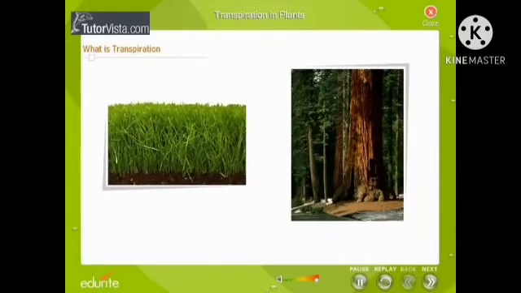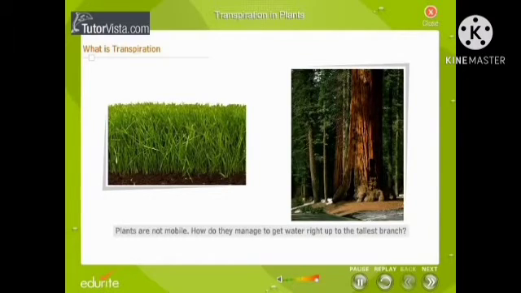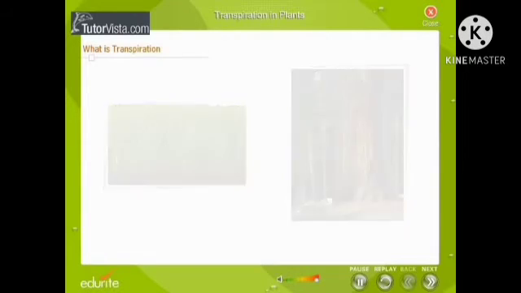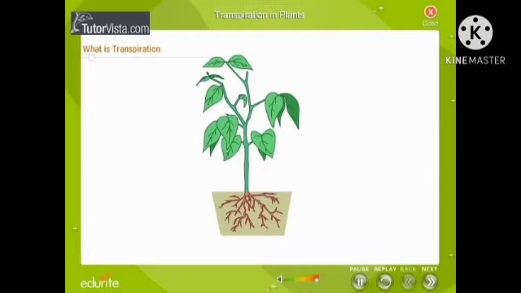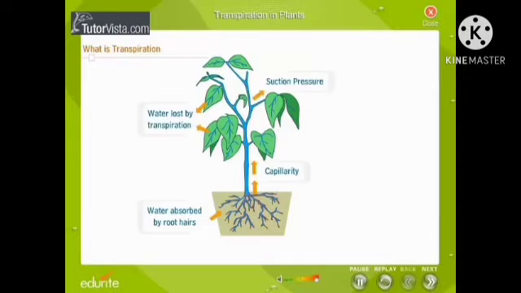This tree, which is several meters tall, needs water. Plants are not mobile. How do they manage to get water right up to the tallest branch? The roots of plants absorb water and mineral salts from the soil through the root hairs by the process of osmosis. Only a small percentage of this water is used by the plant. The rest gets evaporated from the surface of leaves. This evaporation of water from the plant is called transpiration.